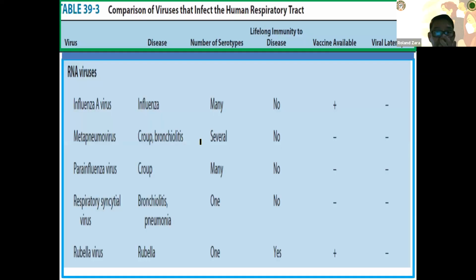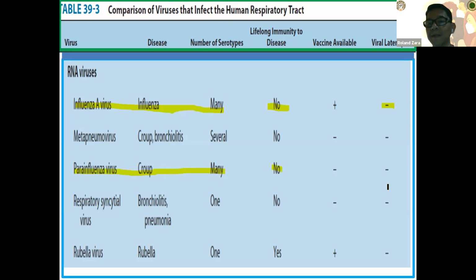This is a good table where we differentiate certain diseases. Your influenza A virus has many subtypes: H1N1, H5N1, H3N2. Because of these different serotypes, there is no lifelong immunity, so we need a booster yearly. There is no viral latency. Here we have the parainfluenza-causing group. There are many subtypes. Usually if there are several subtypes, there is no immunity to it.